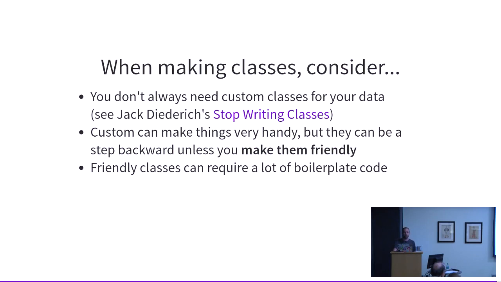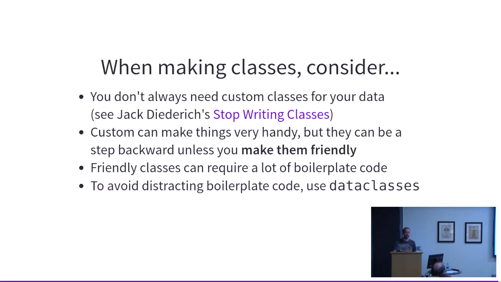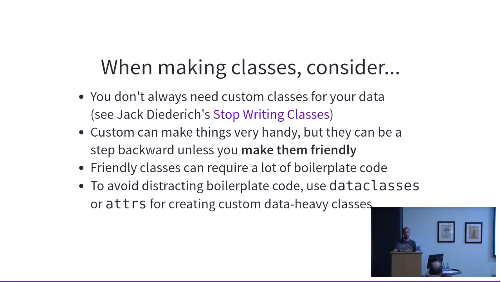Creating a friendly class involves writing a lot of boilerplate code, though. But the data classes library that's built into Python can help you with that. If you're on Python 3.7, you get it out of the box. If you're on Python 3, you can pip install it. If you're not on Python 3, or you need some more features than data classes provides, you can always reach for the attrs library.